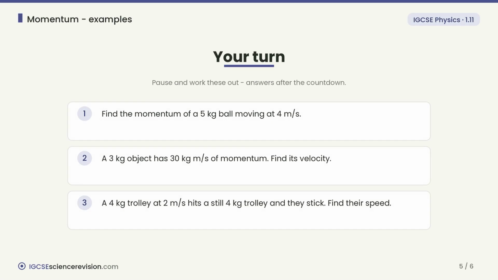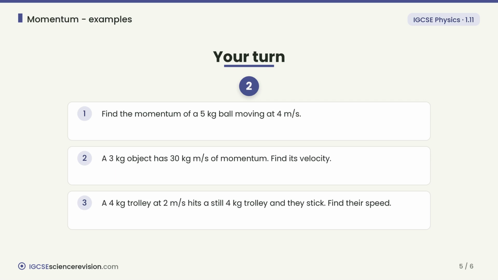Now it's your turn. Try these practice questions. Question 1. Find the momentum of a 5 kilogram ball moving at 4 meters per second. Question 2. A 3 kilogram object has 30 kilogram meters per second of momentum. Find its velocity. Question 3. A 4 kilogram trolley at 2 meters per second hits a still 4 kilogram trolley and they stick. Find their speed. Pause the video, work them out on paper, then play on to check your answers.